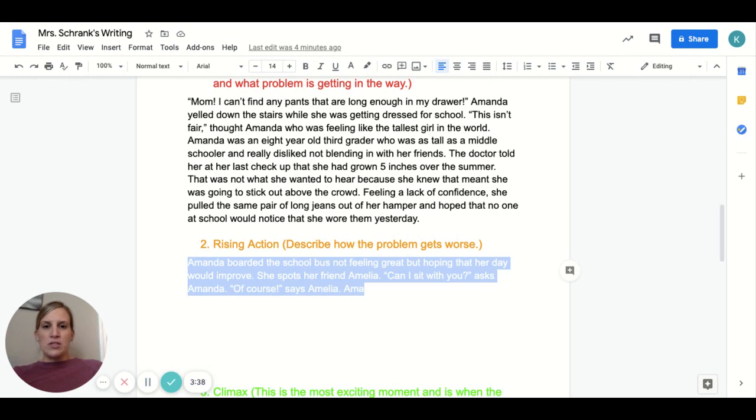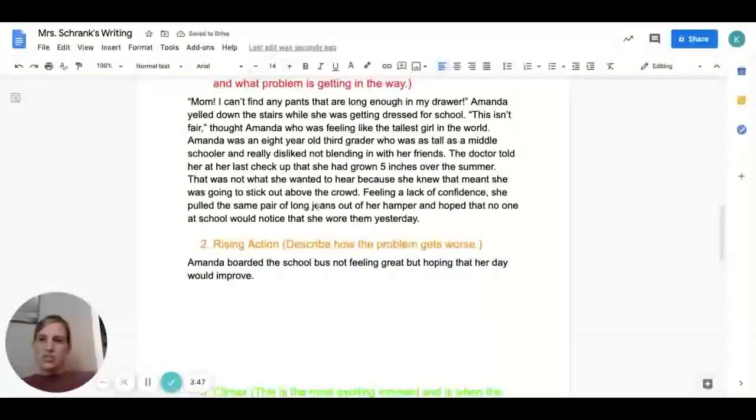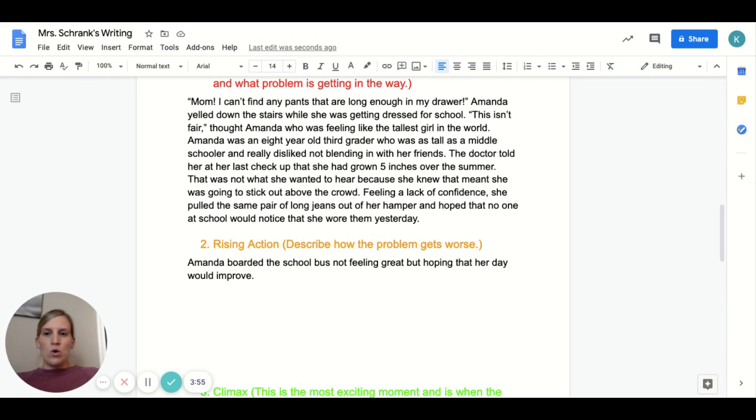Amanda boarded the school bus, not feeling great, but hoping that her day would improve. So I connected it back to my last scene, knowing that she was just getting dressed for the day at school. Here we are moving on to her getting ready to go to school. It's not important to hear all about what she ate for breakfast or every other detail of what she wore or did that morning, because it didn't matter to our story. So I skipped all of those little things and just moved right on to the next important scene, connecting them together. She spots her friend Amelia.